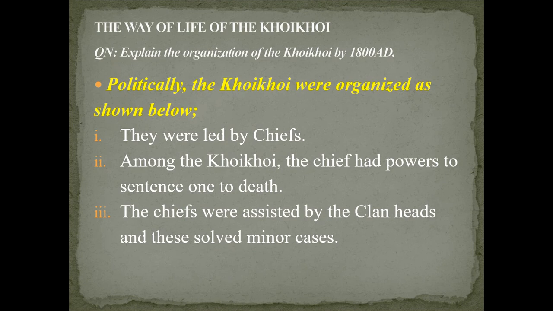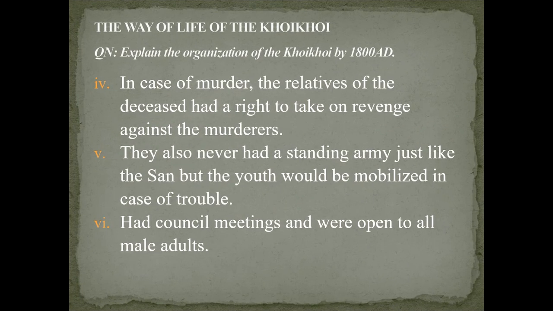Then another point, point 3. The chiefs were assisted by the clan heads to solve minor cases in the society. Which minor cases? For example, minor quarrels amongst them. Okay. Then in the case of death or murder, the relatives of the deceased had a right to take revenge against the murderer. Okay, that was them, but today it is not allowed. Then they didn't have a standing army, still like the San. When there was insecurity, they could also organize the youth to provide security to them in the society.